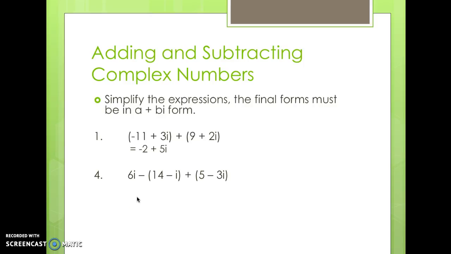So we have -14 plus 5 equals -9. And then we have 6i plus i minus 3i. So 6i plus i equals 7i, and then minus 3i equals positive 4i.